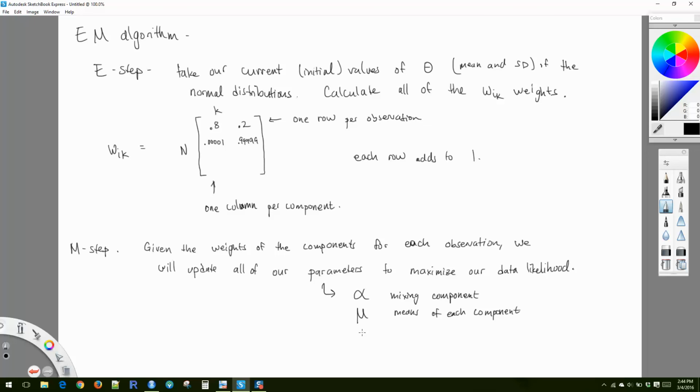And we basically take the variance or the standard deviation of our, if it's multi-dimensional, it'd be like our variance covariance matrix, our variance matrix of each component.